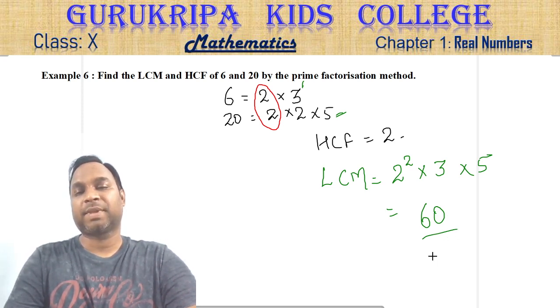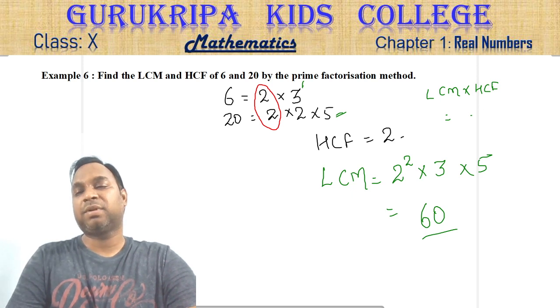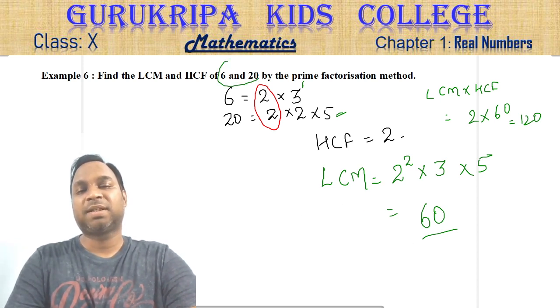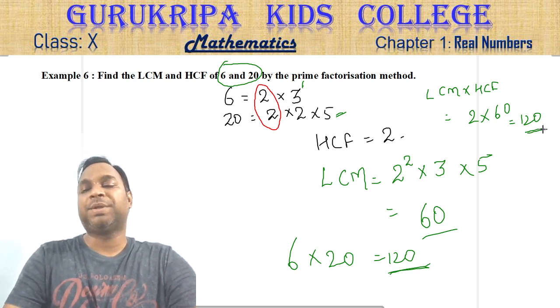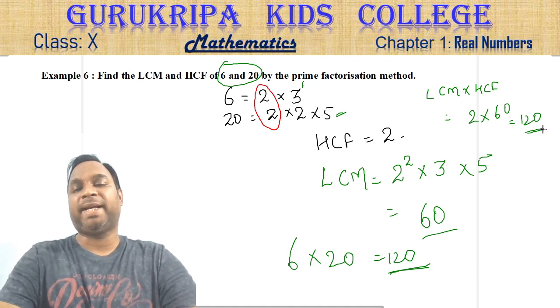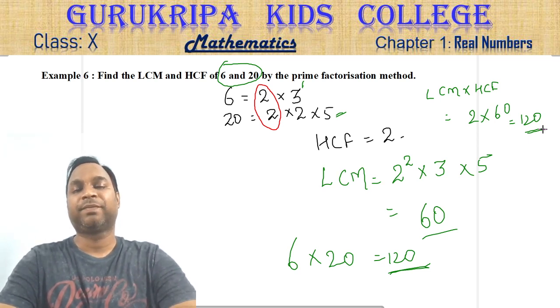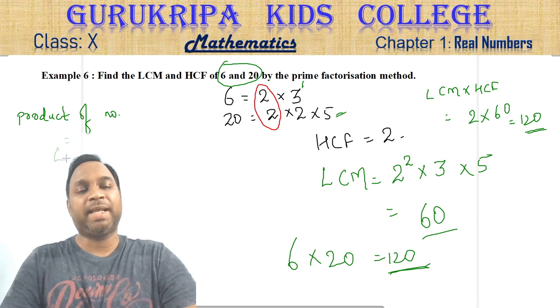Okay. And there is a very interesting result over here. LCM into HCF will be equal to the product of the numbers. What is LCM into HCF? 2 into 60 is equal to 120. And if you multiply 6 and 20, the numbers over here, 6 into 20 is equal to 120. So the product of the numbers is always equal to the product of LCM and HCF. This is valid only when there are two numbers. When you are talking of LCM and HCF of two numbers, the product of the numbers is equal to LCM multiplied by HCF.